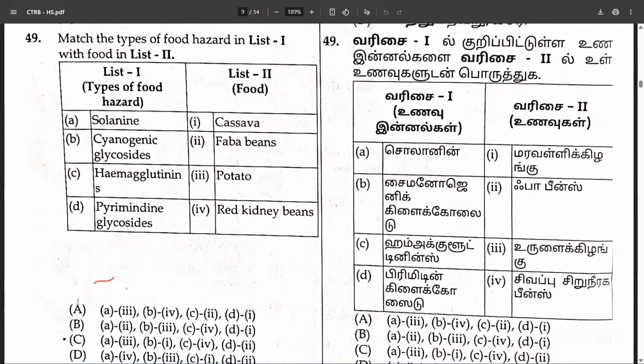So that hazard is salmonella. When you see a potato with a green color, you should not use that potato. Then there is cyanogenic glycoside. The correct answer for this will be cassava. Then there is hemagglutinin. The correct answer for this will be red kidney bean. Okay, and then there is pyrimidine glycoside, pardon my pronunciation. So it will be matched with faba beans.